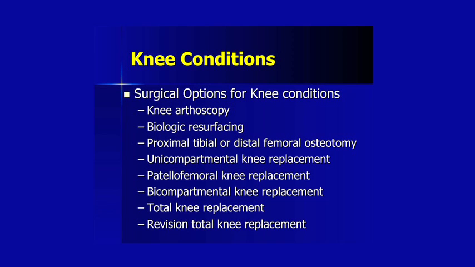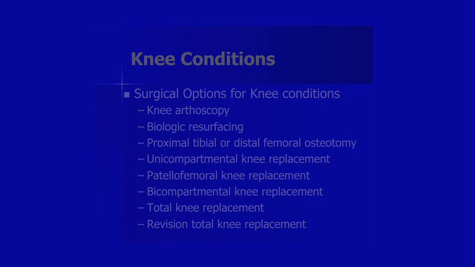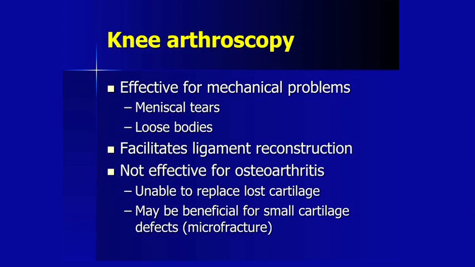So arthroscopy is effective for meniscal tears and loose bodies. It can facilitate ligamentous reconstruction. It's not effective for arthritis. You can't put the cartilage back. If you have somebody who's got a tear, mechanical symptoms, and mild arthritis, and they're young, you may do arthroscopy even though you know you can't fix their arthritis, to buy them time. But it's not solving the arthritis.